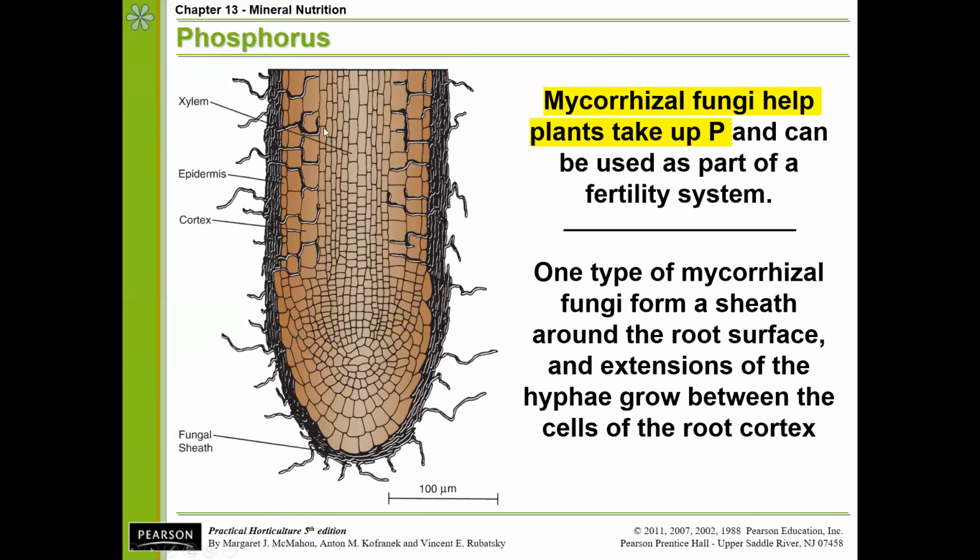And you can see here that the fungal sheath grows on the outside, but it actually can grow into the root and help to provide an uptake system for phosphorus, basically making a link from the organic matter where the phosphorus is bound into the cortex of the root itself.